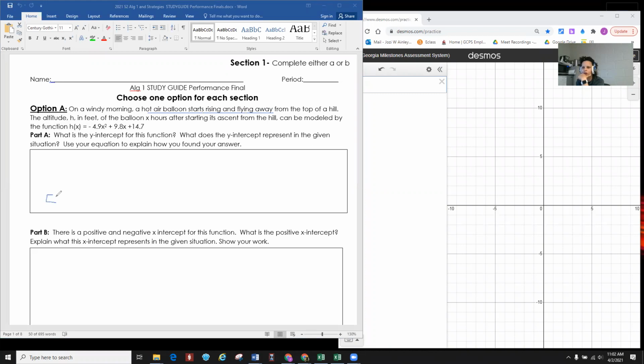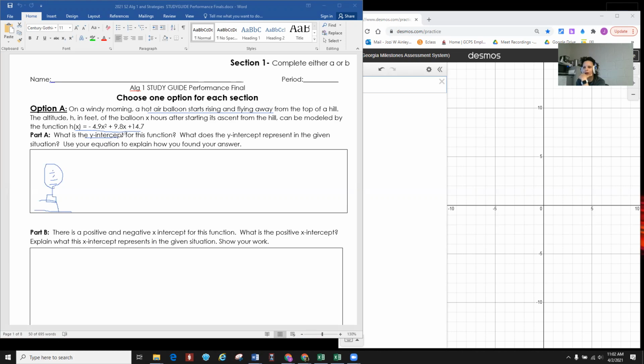So here's a hot air balloon. All right, so it's rising and flying away, and then here's the ground, right? That's what's happening. All right, the altitude after starting its ascent from a hill. Oh, so here's a hill. So the ground is there, it starts from the hill. It can be modeled by this function here, okay?